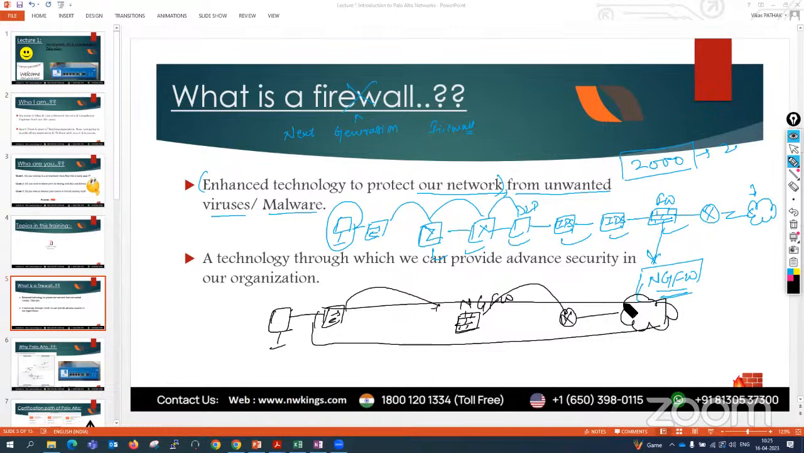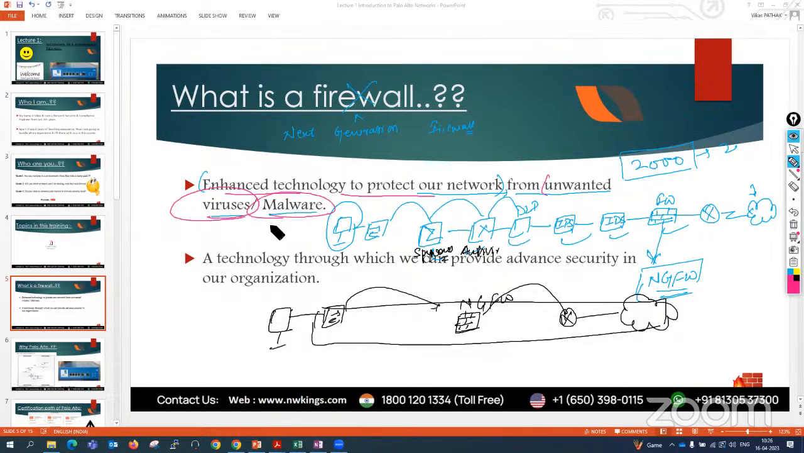Right? Now, when we talk about this X, this IPS, IDS, DLP I have mentioned, this X you can keep as antivirus over here. This Z, you can name it anti-spyware, right? So what will happen? Because all these functionalities are there on my next generation firewall, it is capable of protecting my network from unwanted viruses, as well as malware.